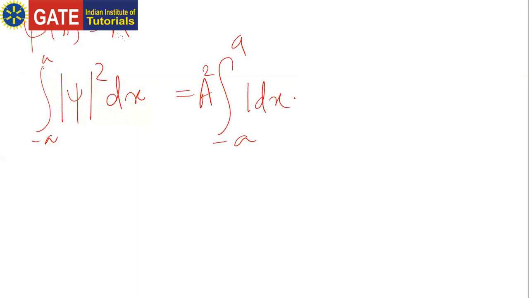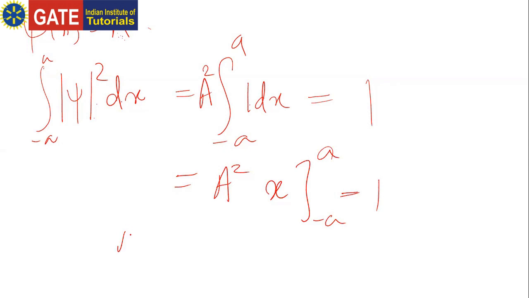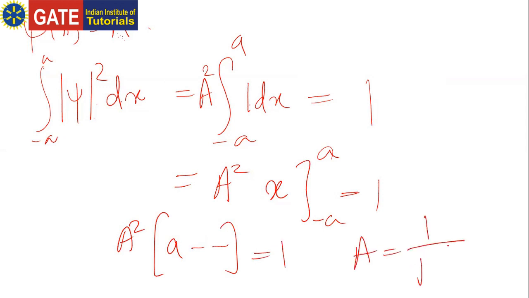The normalization constant value is not 0. This is the equation for finding the normalization constant: integral from minus a to a of mod psi square dx equal to 1. Here the wave function value is A into 1. Integrate A square into x from minus a to plus a equal to 1. A equal to 1 by root 2a.